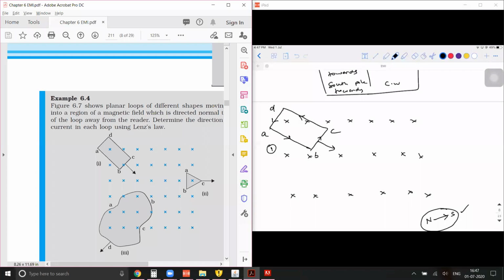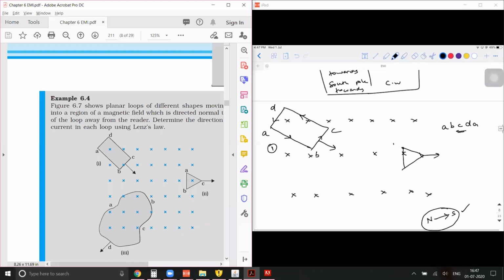So you have to report the answer like A, B, C, D, A. So that is the direction of current in loop 1. Use the same logic for loop 2, the triangle one. So the triangle ABC is facing whom? It is facing the north pole. That is us. We are fixed for all the three.